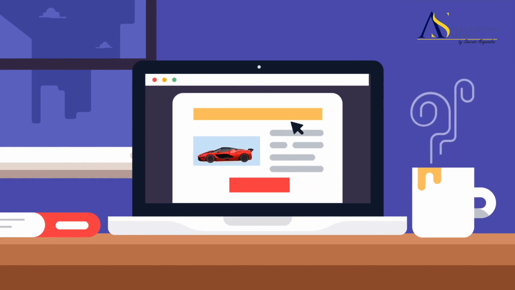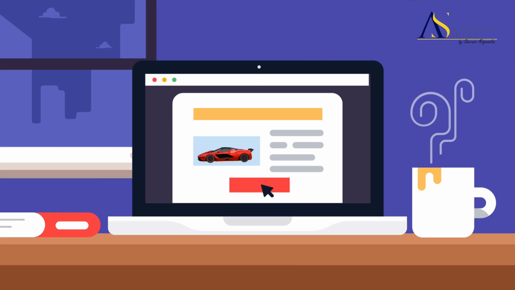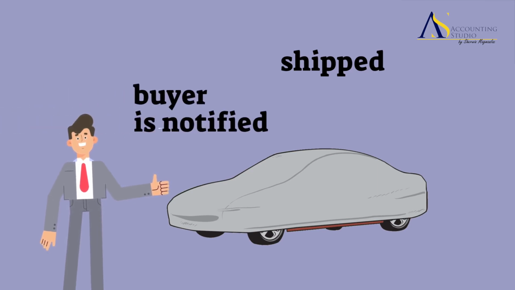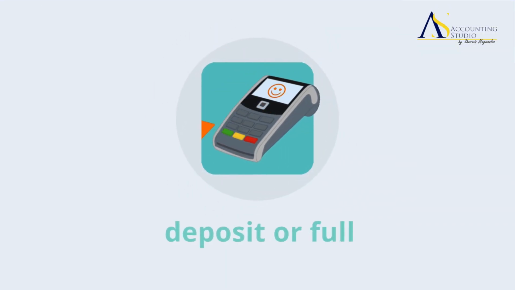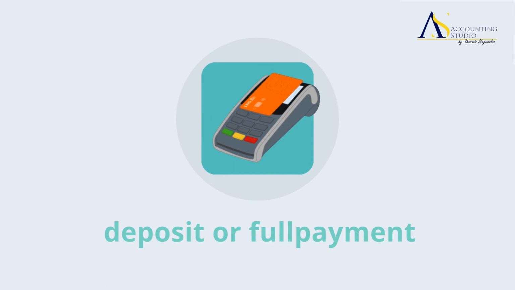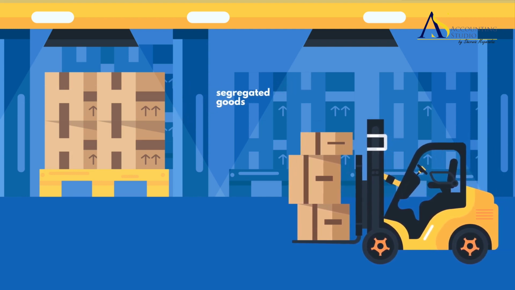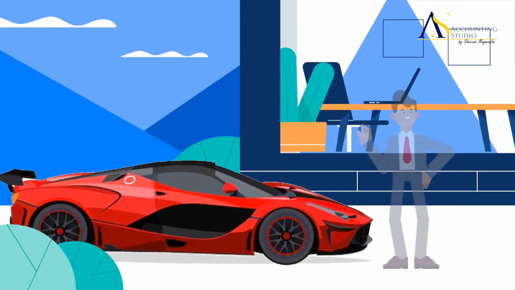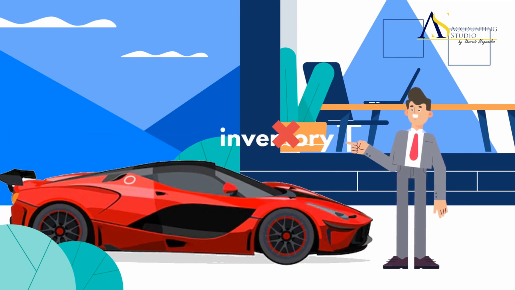When an item is out of stock, the buyer cannot take possession of the item immediately. The seller needs to manufacture it first. When the special order item is finished, it is shipped to the buyer or the buyer is notified to pick it up at the store. Take note that a special order typically requires a deposit or a full payment for the item before it is processed. Therefore, special orders are segregated goods from the seller's warehouse, making it part of the buyer's inventory when it is ready for delivery. After half a year, the special order item is finally finished and ready for delivery. Therefore, at this point, it is no longer part of Tommy's inventory.